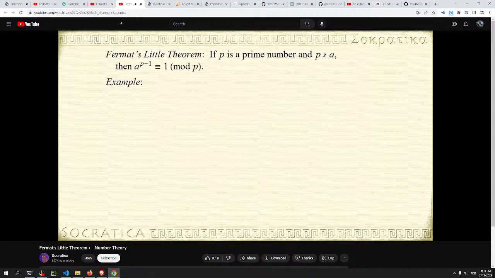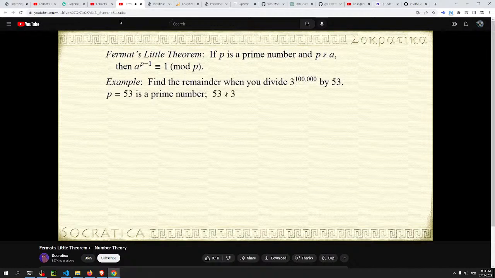Let me show you an example. Let's find the remainder when you divide 3 to the 100,000th power by 53. Now 53 is a prime number, and 53 does not divide 3. So by Fermat's little theorem, we have 3 to the 53 minus 1 is congruent to 1 mod 53. Or 3 to the 52nd power is congruent to 1 mod 53.